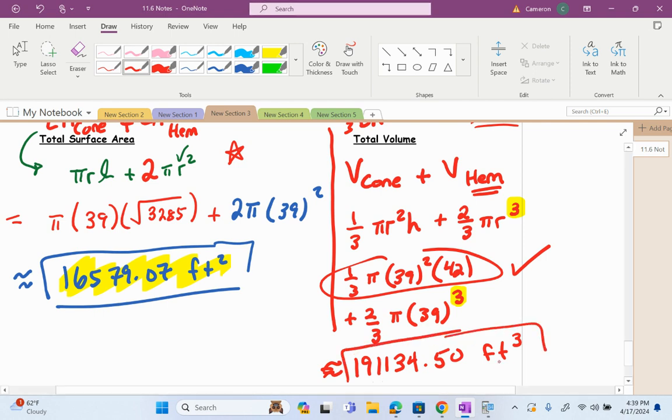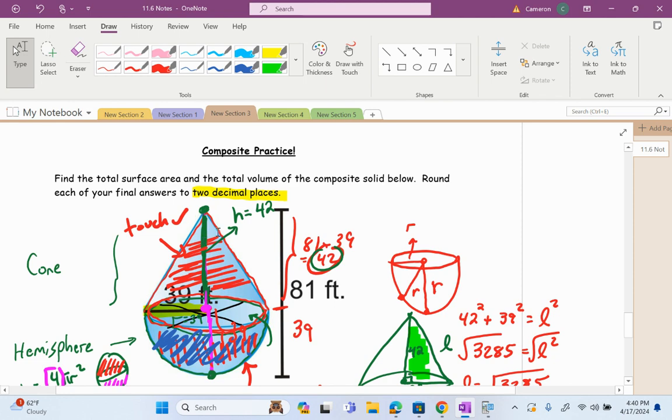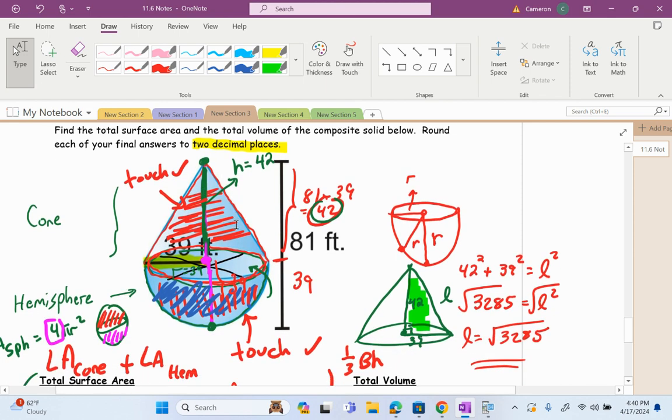There we go. So there's our total volume of that bowl combined with that cone, how much space fits inside of that big object. Kind of looks like a pointy teardrop in a way, I guess. Or like a contact lens maybe with a cone on top. I don't know why you'd ever want to do that.